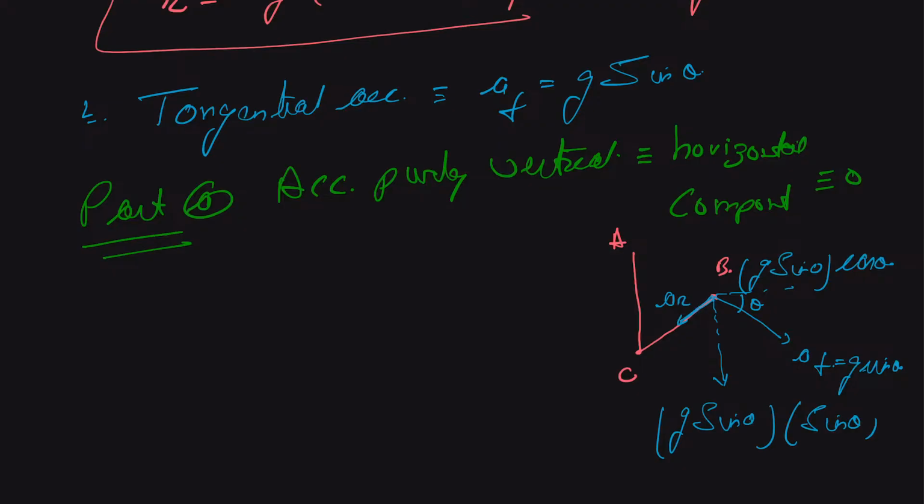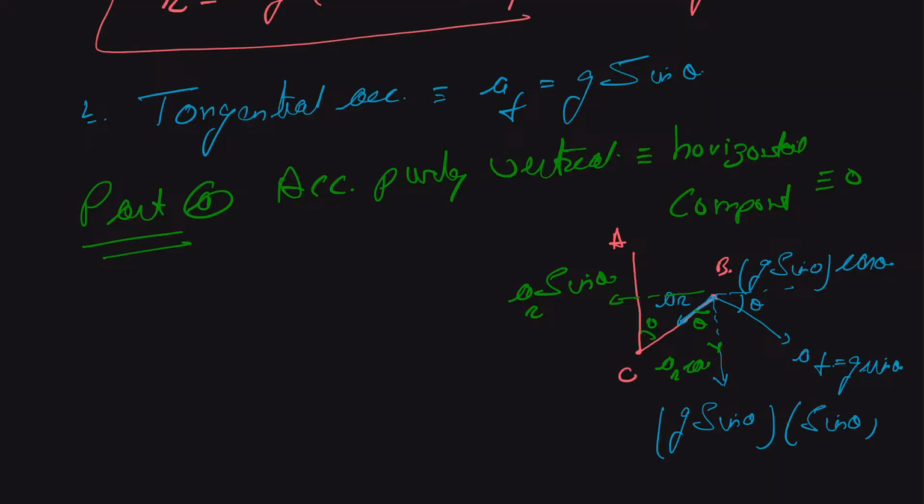And similarly, we can write the two components for the radial acceleration also, and this angle is also theta. So we get a of r cos of theta, and a of r sine of theta. So these are the respective components of the acceleration at point B.